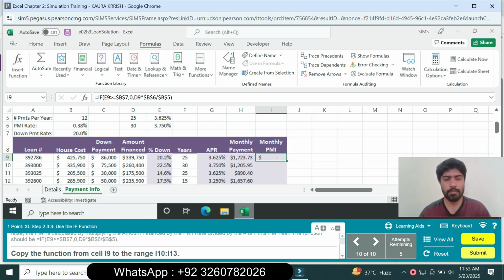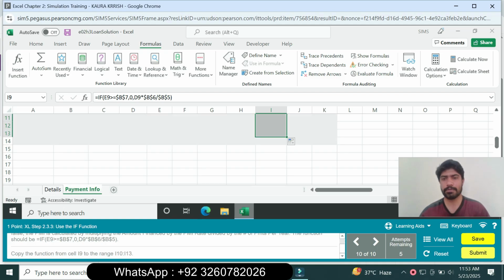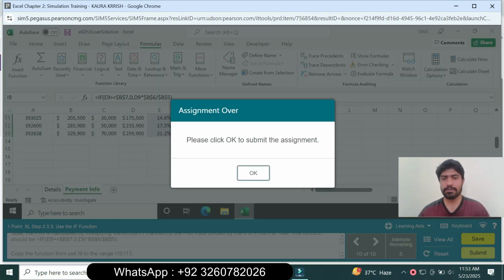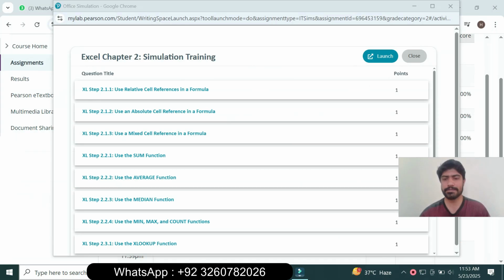Next is: copy the function I9 to the range I10 to I13. So copy the formula I10 to I13. So question number 10 is complete. So please click OK to submit the assignment. Click OK, submit the assignment and check the scores.